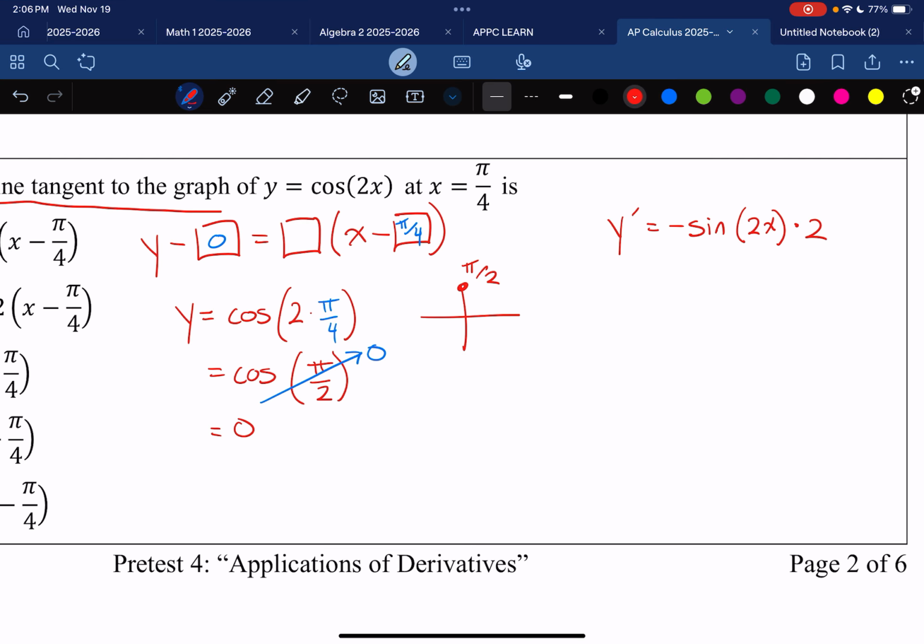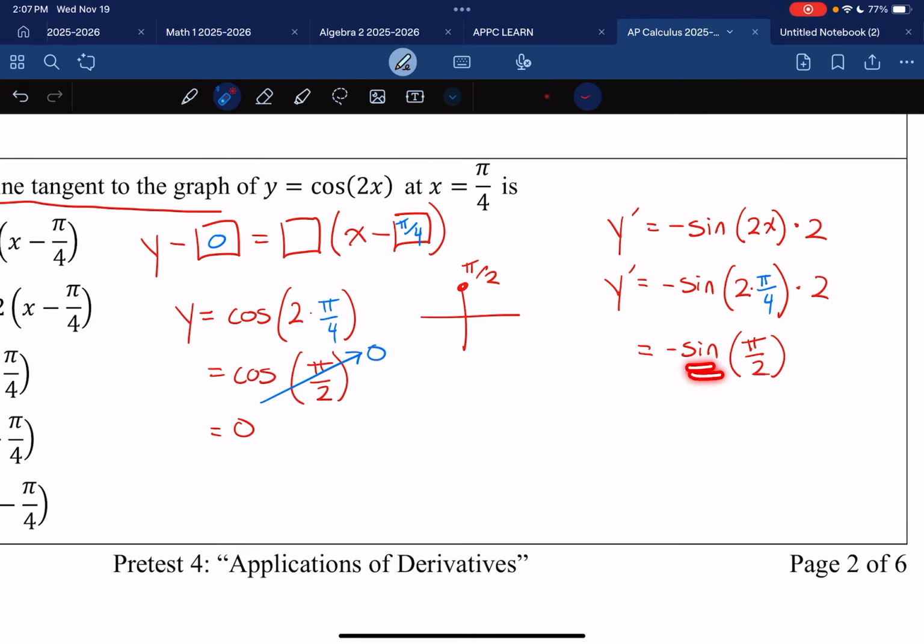Now that I have my derivative, I will again plug in pi over 4 into my x. Therefore, I have y prime is equal to negative sine of 2 times my pi over 4. Those are being multiplied together. And then after I get that, I will multiply the answer by 2. So what do we have here? It's going to be a negative sine of, this is going to be pi over 2 yet again.